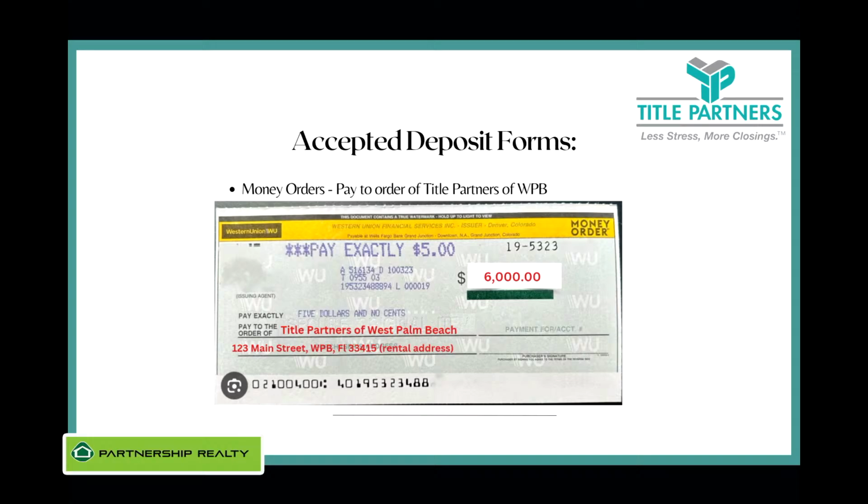Okay, so these are the accepted deposit forms. We accept money orders. Money orders must be made out to Title Partners of West Palm Beach. Please reference the address of the property that you're depositing the money for, right under pay to order of. Here I put 123 Main Street for an example, but this is what a money order would look like. This is what we would like for it to say, Title Partners of West Palm Beach for the deposit.